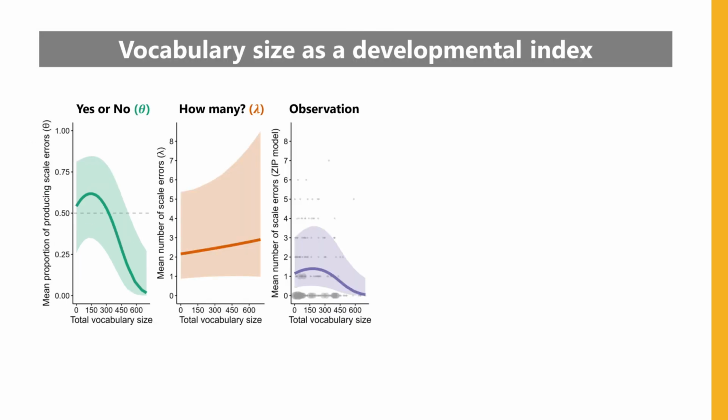Using the sub-dataset that contained children's vocabulary measure, we also fit the ZIP model to the data while regarding vocabulary size as a developmental index instead of age in months. We found that the peak appeared at a total vocabulary size of approximately 140 words, and predicate vocabulary size, such as adjectives or verbs, better predicted developmental changes in scale errors than non-predicate vocabulary size.